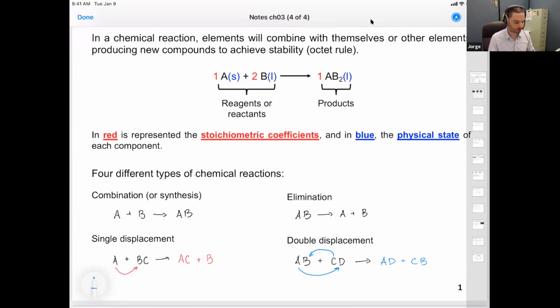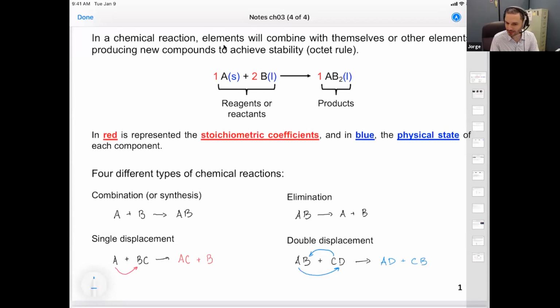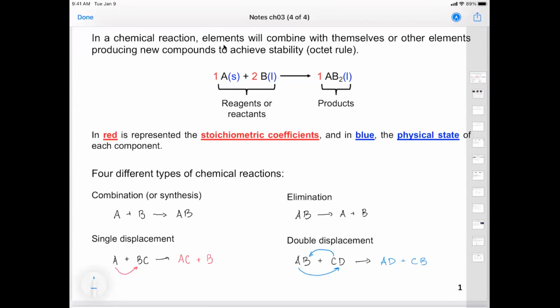Does someone have a question? I do. How do you know which element will replace the other element? So the short answer for this question is that at this point, you still don't know. We are going to cover that in the next chapter, okay? So at this point, I just need you to recognize the different types of chemical reactions. It's not the best answer, but it is a good answer for the point that we are at. Okay, thank you. You're welcome.